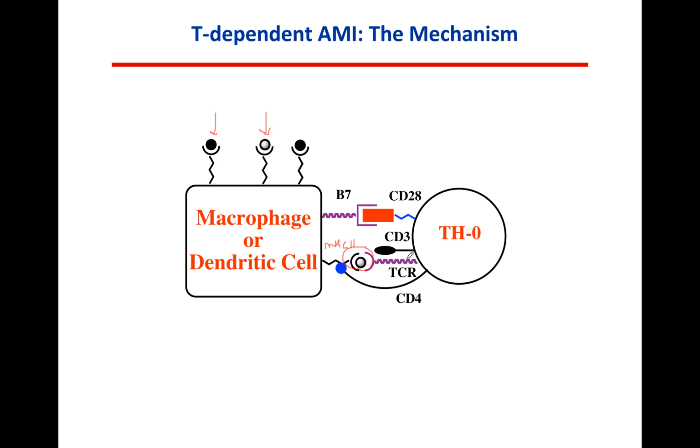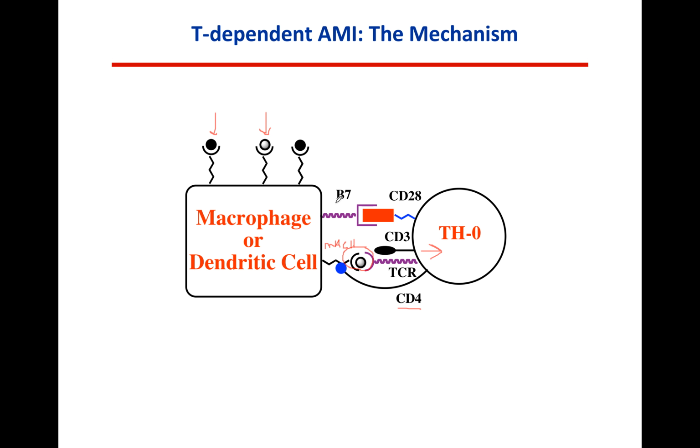It also has in this complex a molecule called CD4, which we've seen before, and that molecule functions as a molecular clip to hold the T cell receptor complex in place. It recognizes the MHC2. There's another molecule called CD3, which helps in signaling to the T cell, which is going to be necessary for its function.